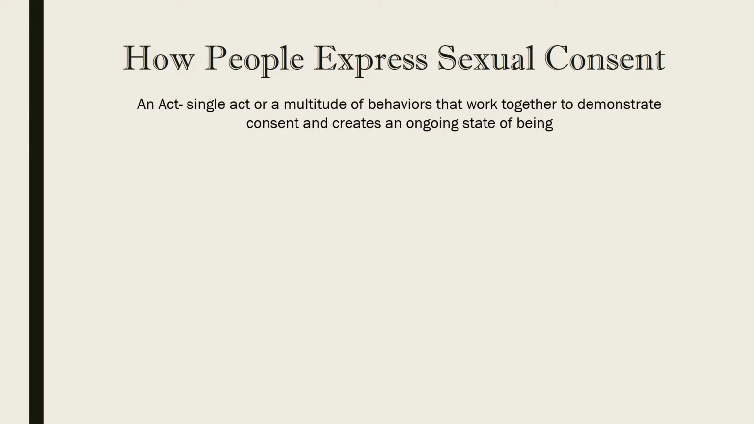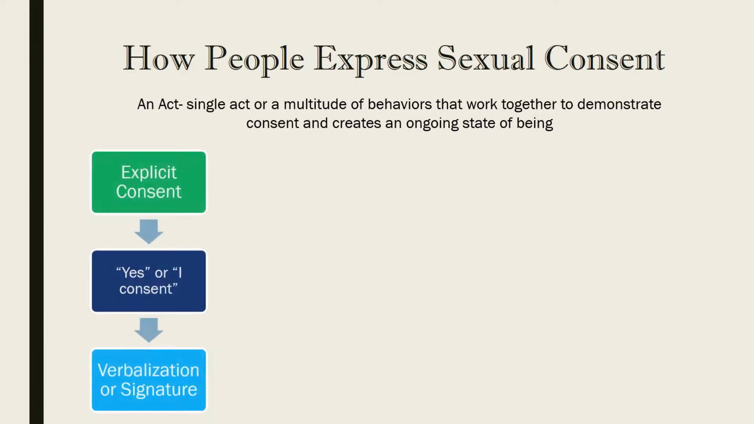Now that we have a good, solid understanding of the definition of sexual consent, we can look at how people express consent during sexual activity. Consent is conceptualized as an act, either a single act or a multitude of behaviors that mingle together to demonstrate that someone gives consent. This act or acts then creates an ongoing state of consent, which can end when someone either revokes their consent, which again can happen at any time for any reason, or when the consented to activity ends. There are two main ways to demonstrate consent.